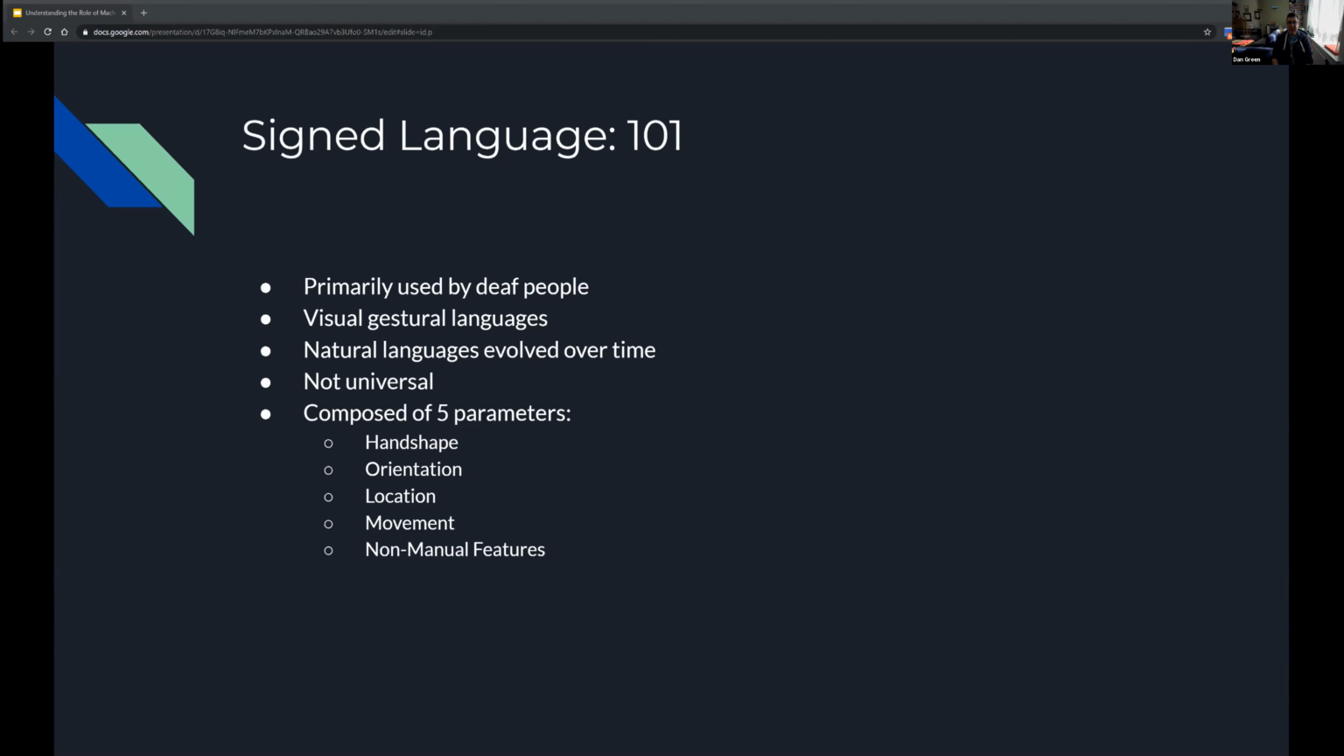And there can be other variants of movements that can happen as well. The final category, which is definitely last but very much not least, is non-manual features. So this is basically anything that isn't happening on the hands. And a mistake that people often make is assuming that BSL is all about the hands, or sign language is all about the hands. It isn't.